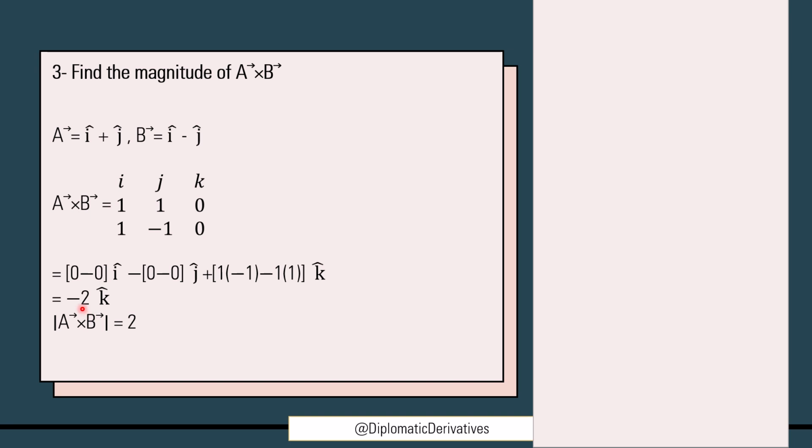So what is the magnitude here? We know that minus 2, you have to use the formula for magnitude. What is the formula for magnitude? We saw it in one of the previous slides, right? That is magnitude of A into magnitude of B into sine theta. Okay, so that's how you're going to find this magnitude.